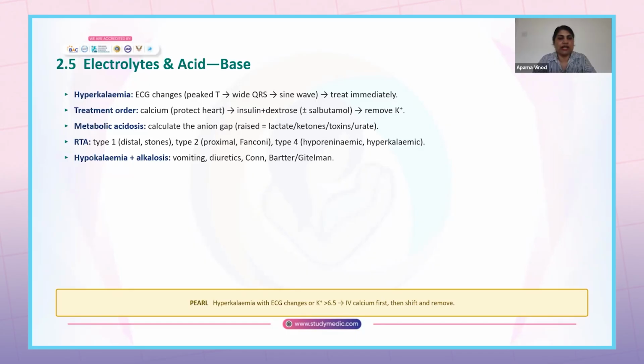Now coming to metabolic acidosis. When the pH is showing acidosis and you confirm that it is metabolic acidosis, you need to calculate the anion gap, because the causes of high anion gap metabolic acidosis, HAGMA, versus normal anion gap metabolic acidosis, NAGMA, are different. You know the mnemonic, MUDPILES for high anion gap metabolic acidosis, and for NAGMA it is HARDUP. I'm sure you are all familiar with the mnemonic.